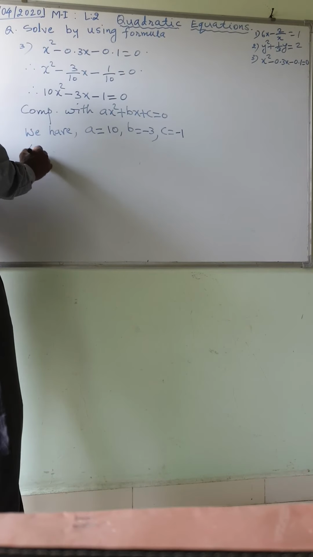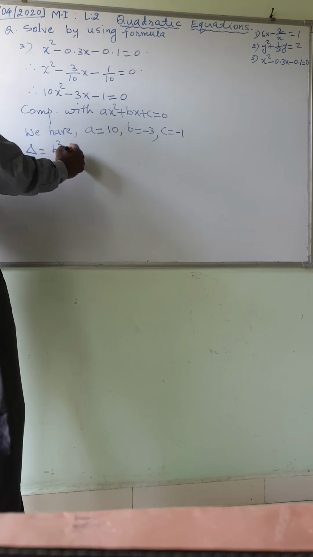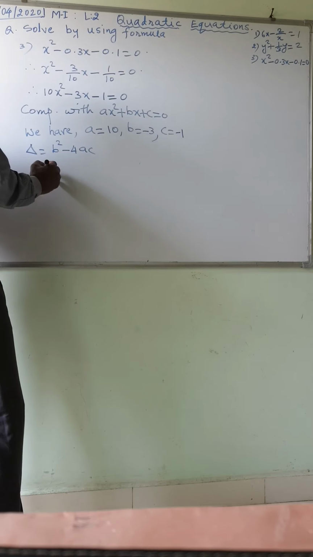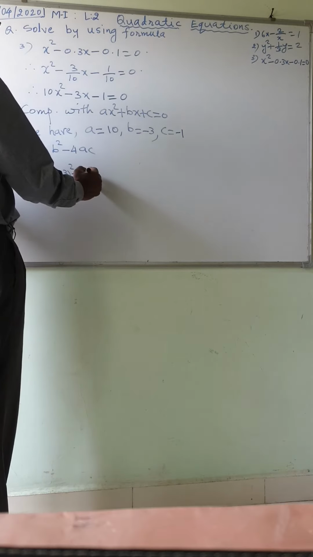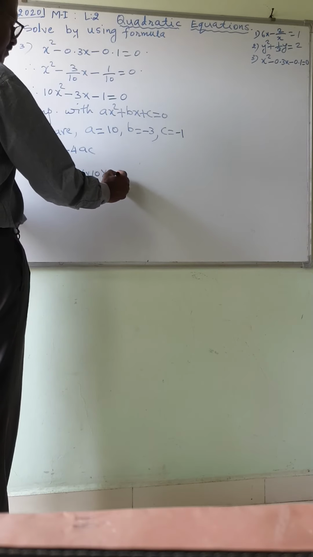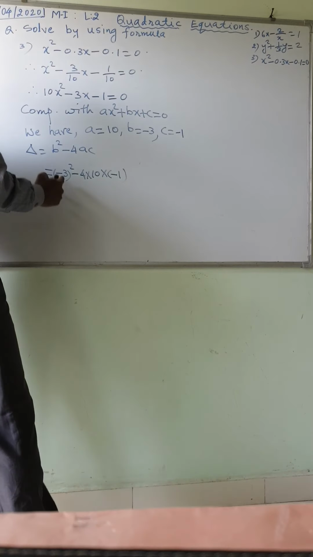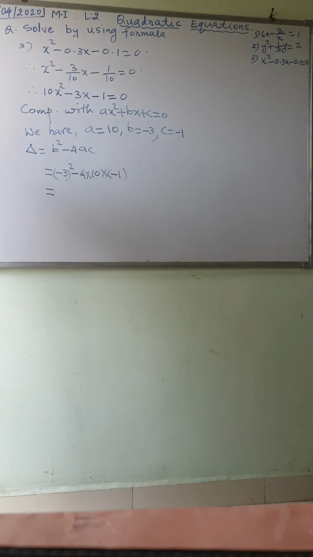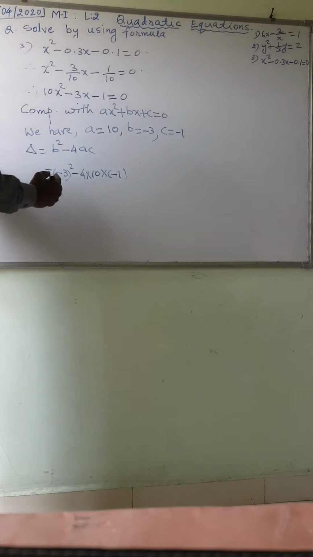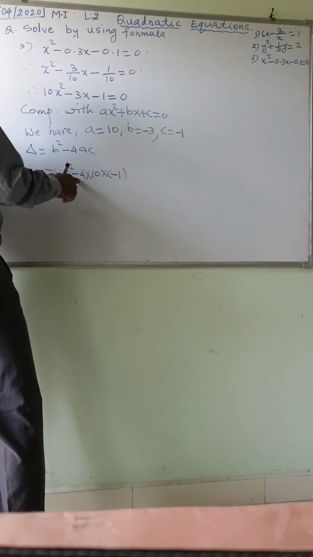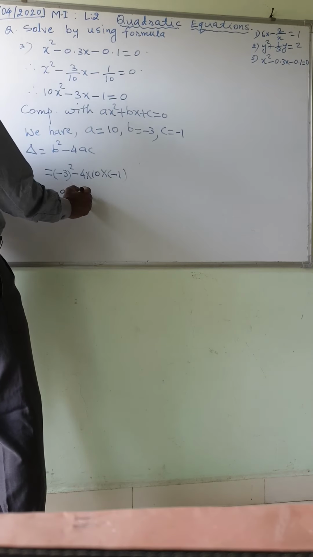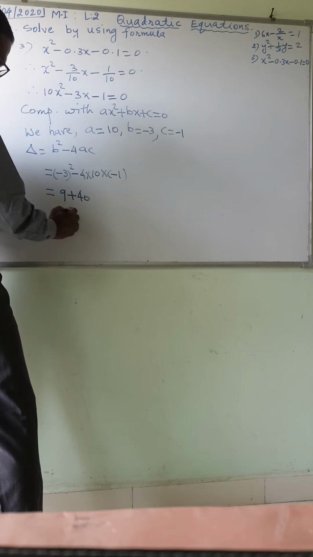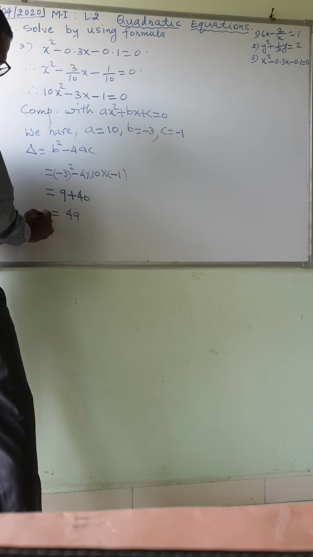Now delta is equal to b square minus 4ac. That is equal to b square is minus 3 bracket square, minus 4 into a, which is 10, into c, which is minus 1. That is equal to minus 3 square, which means minus 3 into minus 3. Minus into minus will be plus, and 3 3s are 9. So it will be positive 9. This minus into minus will become plus. 4 tens are 40, so it will be 40. And that becomes 49. This is delta equal to 49.